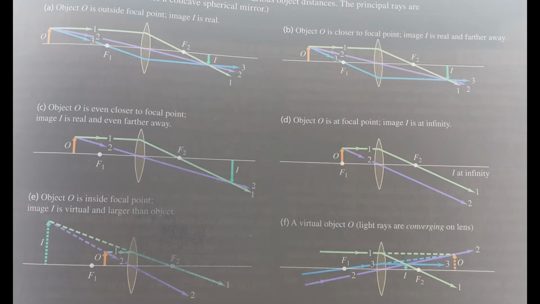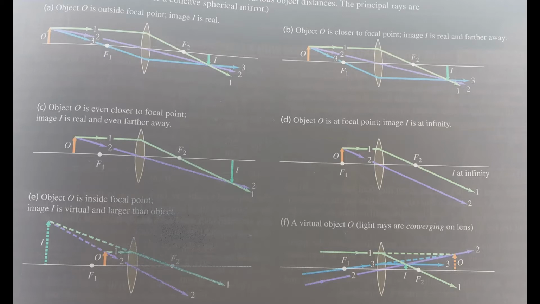For diagram A, it says object O is outside the focal point and the image I is real. So for A, have a look at the object. It's on the left of F1, where F1 is also the focus and F2 is the other focus. And you've got rays 1, 2, and 3. Ray 1 is parallel to the x-axis. It hits the convex lens and then it goes through the focus F2.